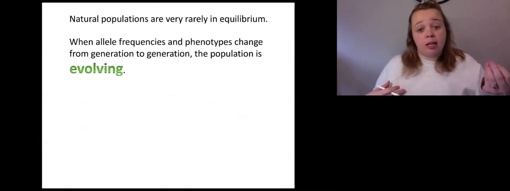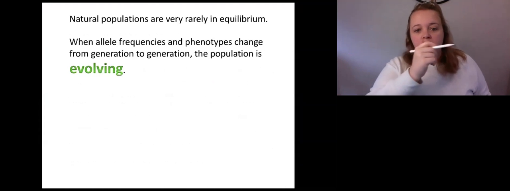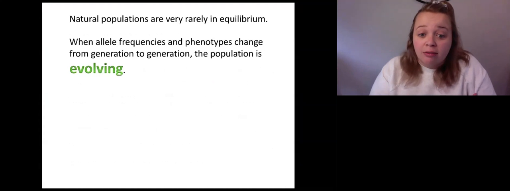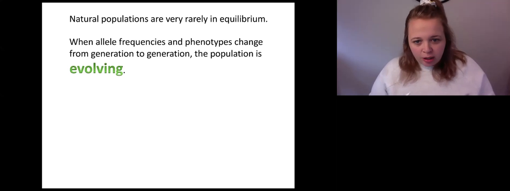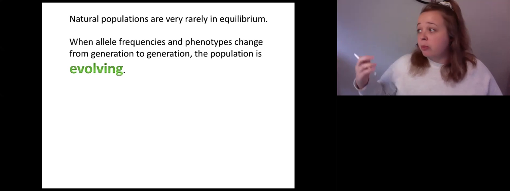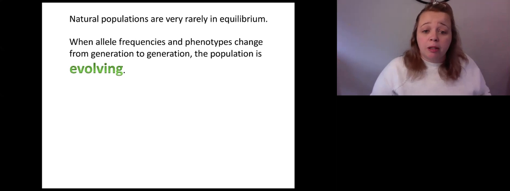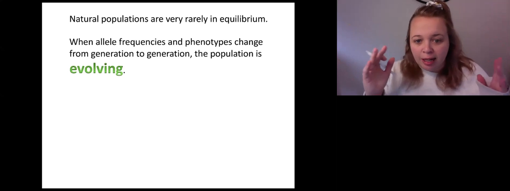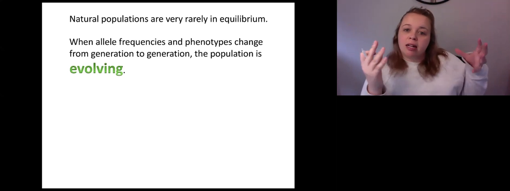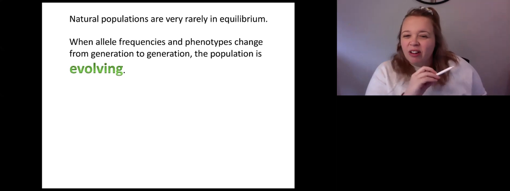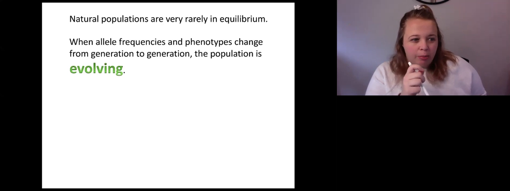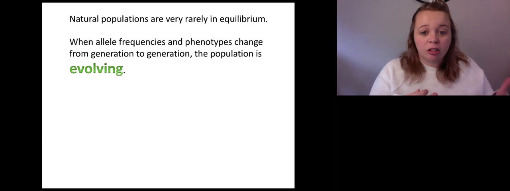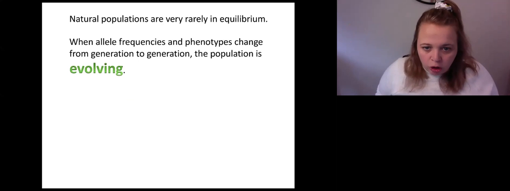natural selection, which is a process, and the theory of evolution, which is the change over time. And natural selection is the process that drives this evolution. So natural populations, so one just existing out in nature, whether it be a population of trees, humans, or bacteria. So long as they're all the same species living in approximately the same area, that's what we classify as a population. They're very rarely static or in equilibrium. So when we get these allele frequencies and these phenotypes changing from generation to generation, that is called evolution.